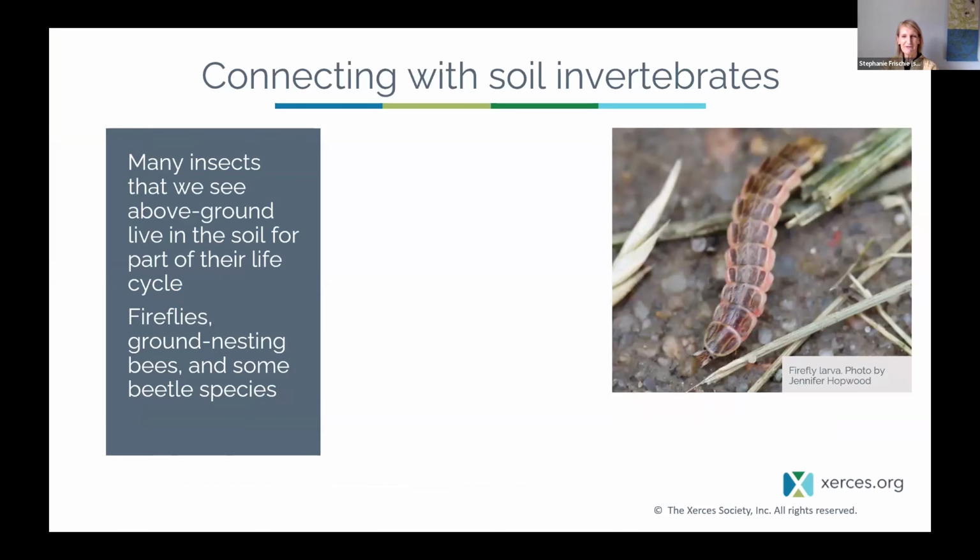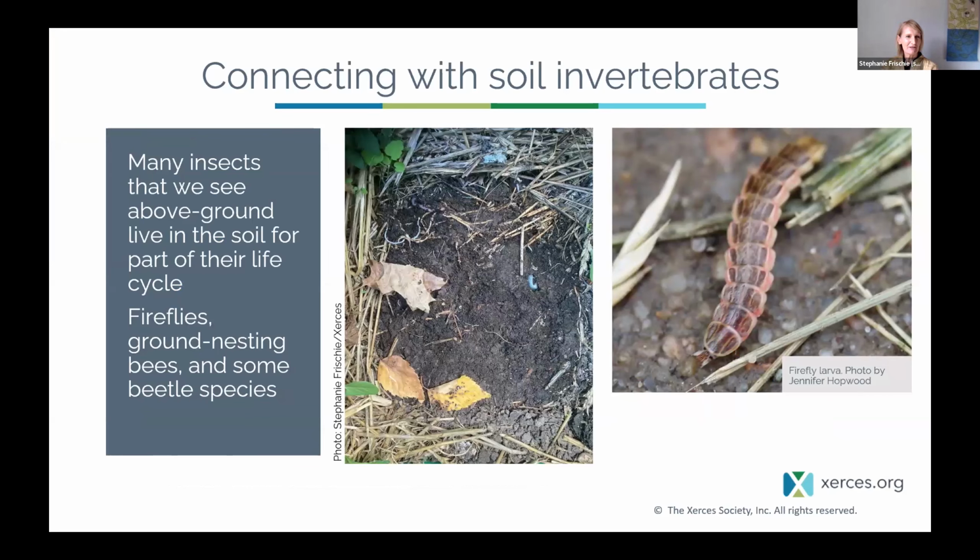And I don't know if any of you would recognize this as a firefly. This is the larval stage of a firefly, which is a beetle. And the point I want to make here is just to begin the connection that many of the insects we see above ground, flying around, crawling around as adults, also have a part of their life cycle that is in the soil, often as eggs, larvae, and their pupal stages. Some examples of those are fireflies, ground nesting bees, and also some beetle species.